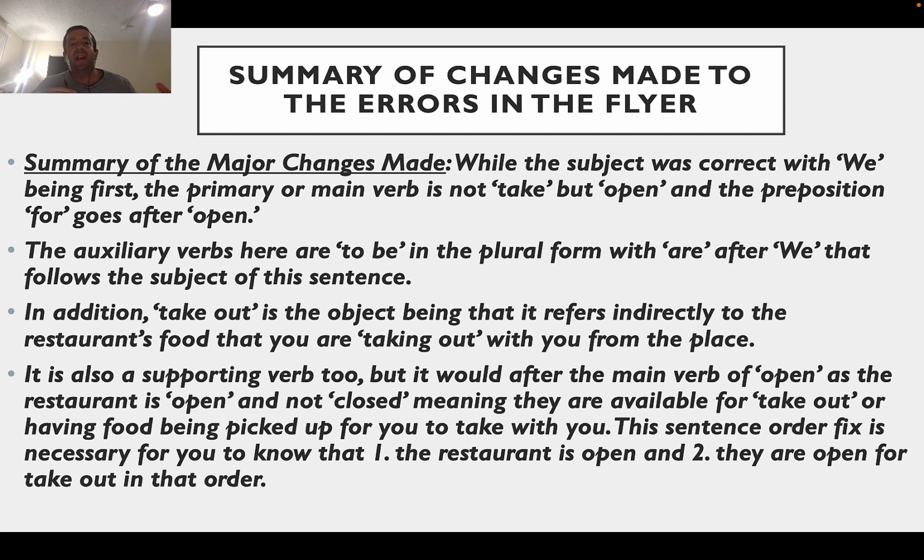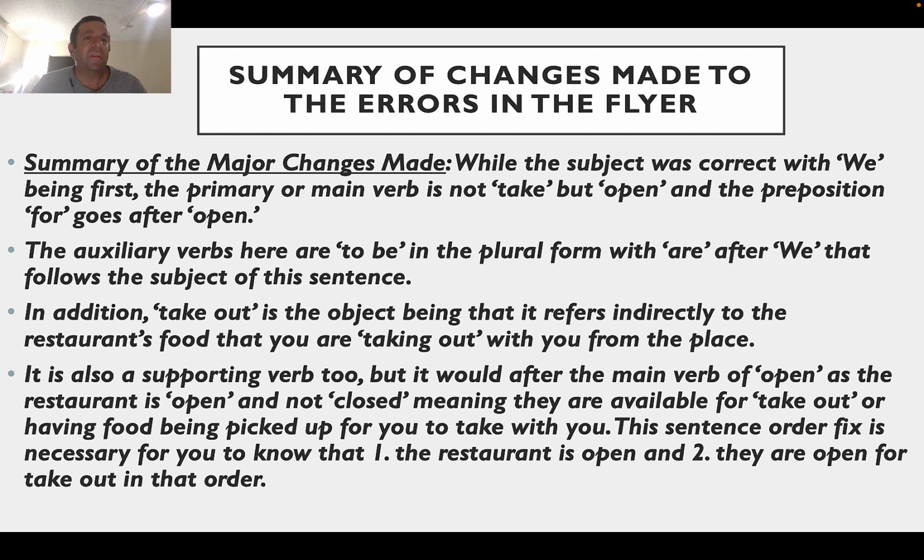In addition, takeout could be an object or a focus at the end of the sentence because it refers indirectly to the restaurant's food that you're taking out physically with you from the place. It is also a supporting word, not a main verb, but it would be after the main verb of "open," as the restaurant is open and not closed, so they're available, meaning that you can actually do takeout because they're open, they're available, and food can be picked up for you to take with you.